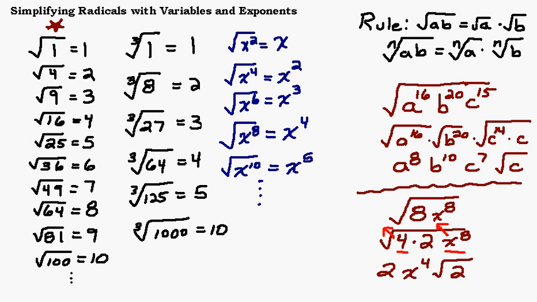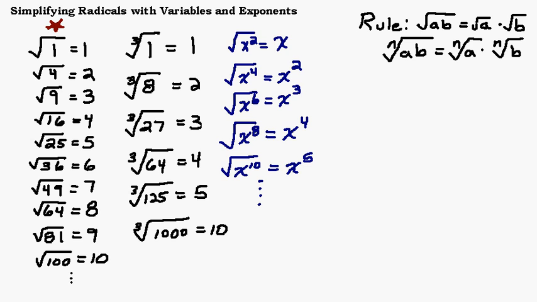Alright, let's try another one. Let's put a number with some variables in there. How about the square root of 75x to the 2nd y to the 9th. If you think you've got a handle on it, go ahead and pause the video and give it a try.